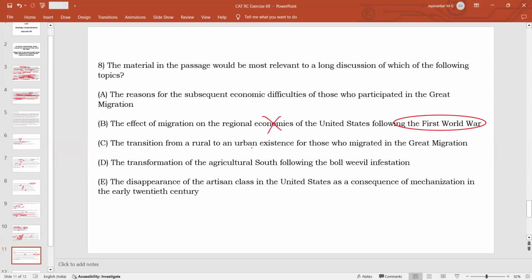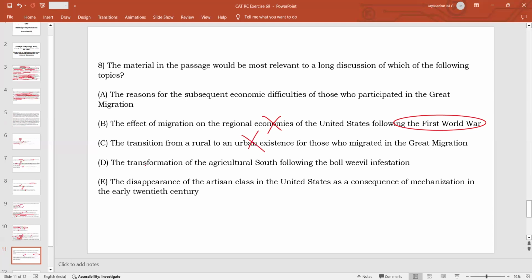Option C, a transition from a rural to an urban existence for those who migrated in the Great Migration. So this would have been relevant if the first theory had been correct. Means people who participated in the Great Migration were from the rural background and they moved to the cities in the north. But this is wrong as per the passage. So this change from a rural to urban existence for those who migrated in the Great Migration is not relevant because the passage challenges this notion. Since the passage is challenging this notion, there is no point in discussing the same thing.